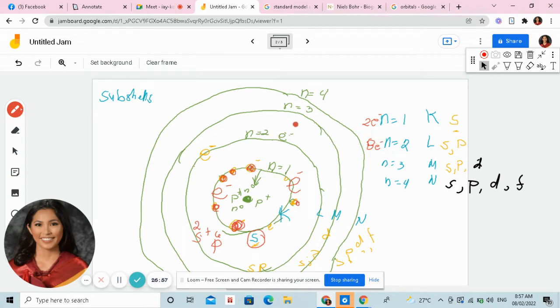Okay, what about the third shell? Third energy level. 18. Because we have S, P, D. How many for S? 2 plus 6, D which is 10. Okay, we have 18 electrons. What about the N shell? 32. 18 plus 14, 32. 32 electrons. Okay, so just remember.